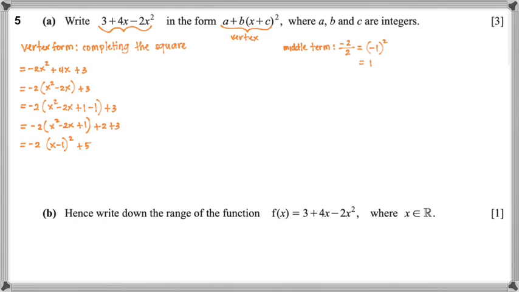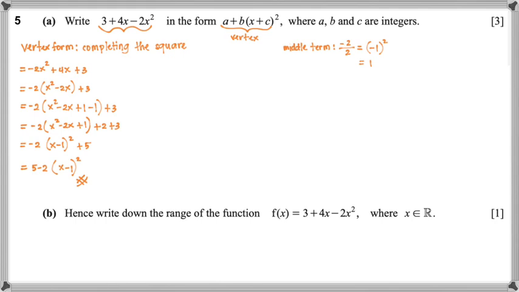And if you take a look here, we can now transform it into this form. So we can get 5 minus 2 multiplied by x minus 1 squared. And this is already the answer.